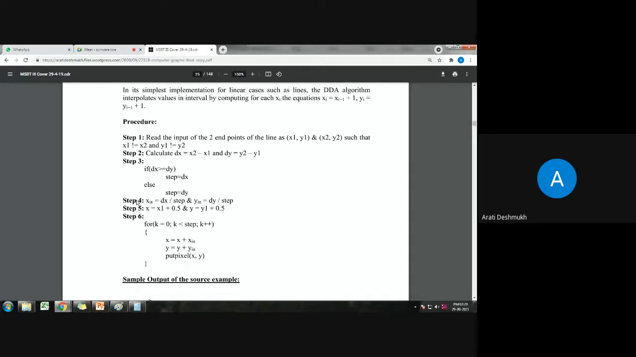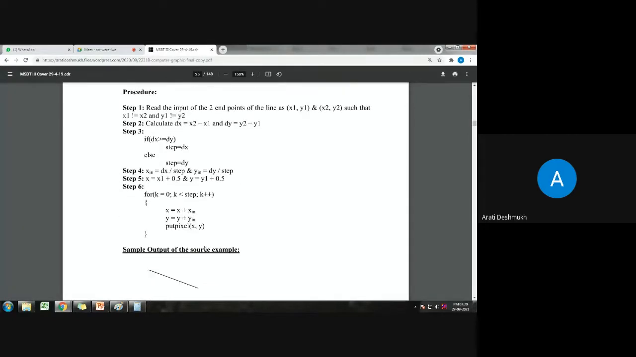If the absolute value of delta x is greater than the absolute value of delta y, then step is equal to delta x, else step is equal to delta y. And we have to calculate the x and y incremented values depending on the slope of the line. There are three cases: one for m equals 1, another for m greater than 1, and the third for m less than 1. Depending on that, the x incrementing and y incrementing values vary. So in short, this is the DDA line drawing algorithm.